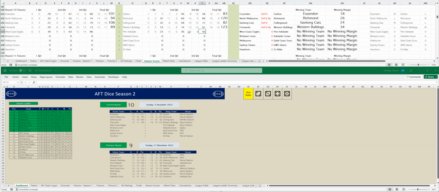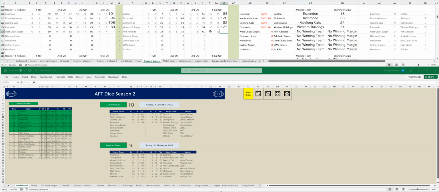And at three-quarter time, West Coast are leading by 36 points. Let's go to the last quarter. West Coast have kicked 2 goals 3. So that's 14 goals 17. To Port Adelaide 4 goals 5. So that's 11 goals 13.